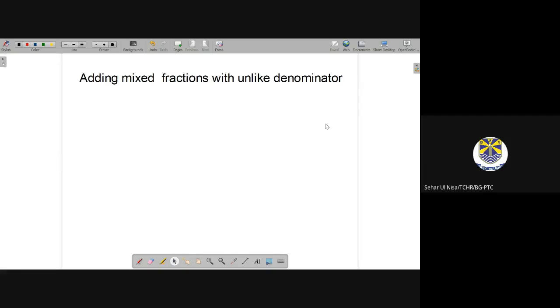with unlike denominators. Now we know that there will be a mixed fraction and then there will be a fraction, and then you will add them. Adding mixed fractions with unlike denominators has a proper procedure that you have to see, and you have to see how you can do that. So first of all, for example, we have a fraction.